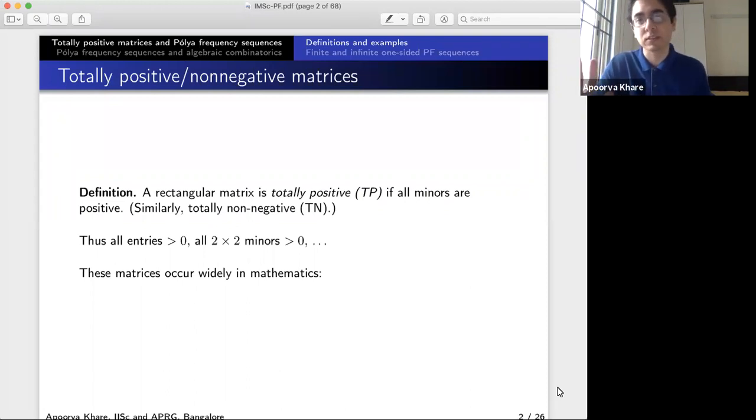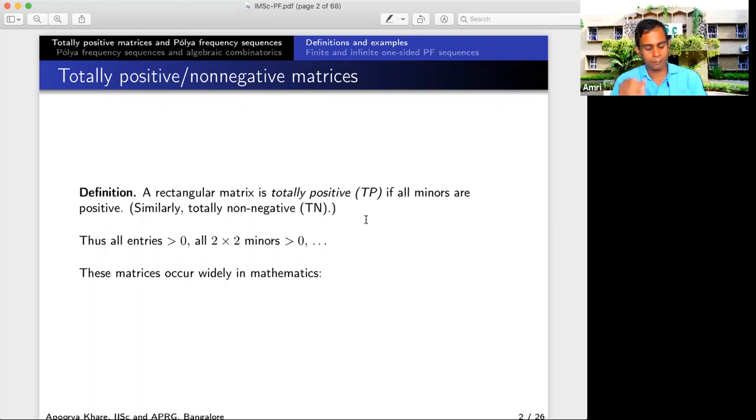A matrix, possibly rectangular, doesn't need to be square, is totally positive if all the minors are positive. So you look at every entry, you look at every 2x2 minor, and they need not be from consecutive rows and consecutive columns. You don't need that. Similarly, one can define totally non-negative matrices. These kinds of matrices, just like positive semi-definite matrices, show up ubiquitously in applications through covariance and correlation matrices. They show up all over mathematics.